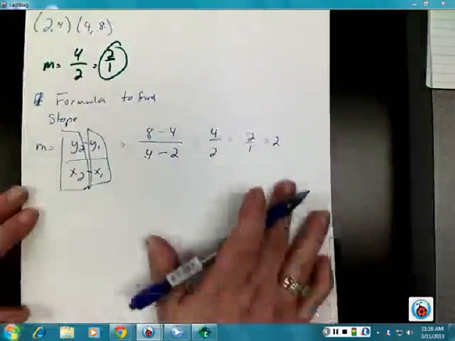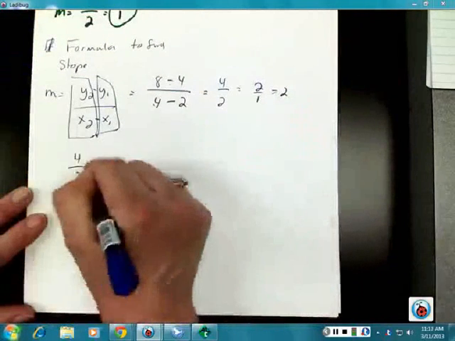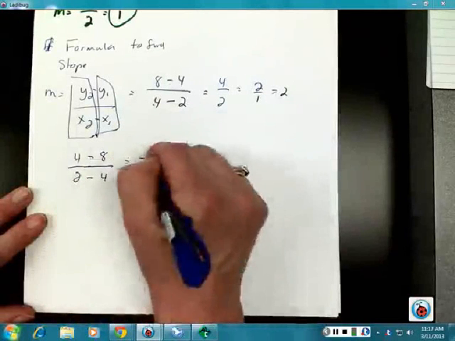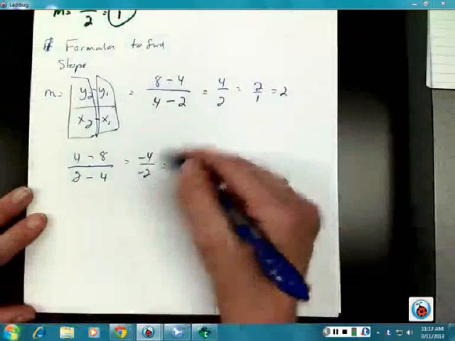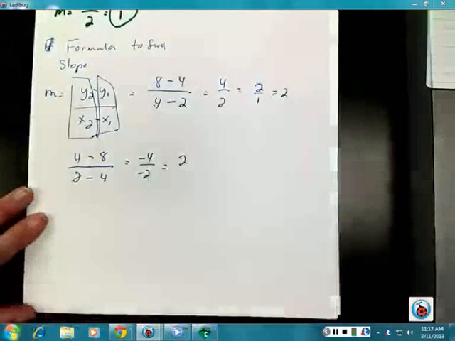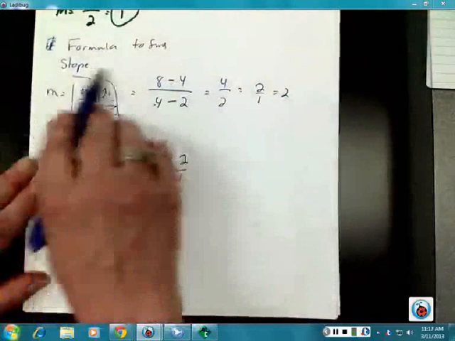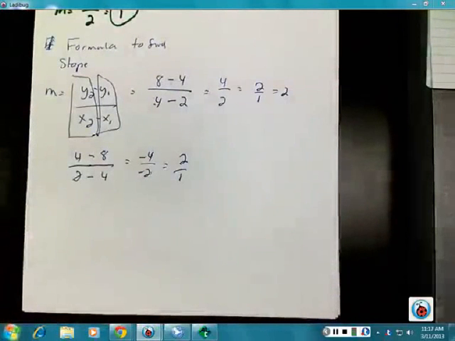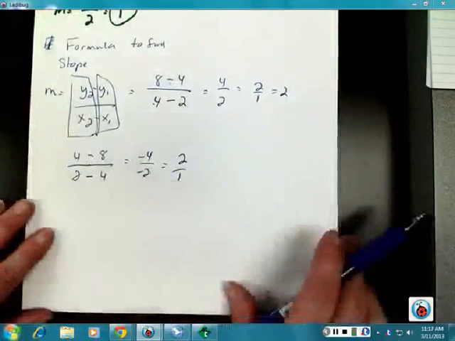If I put them backwards, would it still work? 4 over 2 minus 8 over 4. 4 minus 8 is a negative 4. 2 minus 4 is a negative 2. A negative divided by a negative is a positive, so I still end up with 2 over 1. So it doesn't make a difference which one goes in, but I need that formula to give me my values and come up with what I should have.